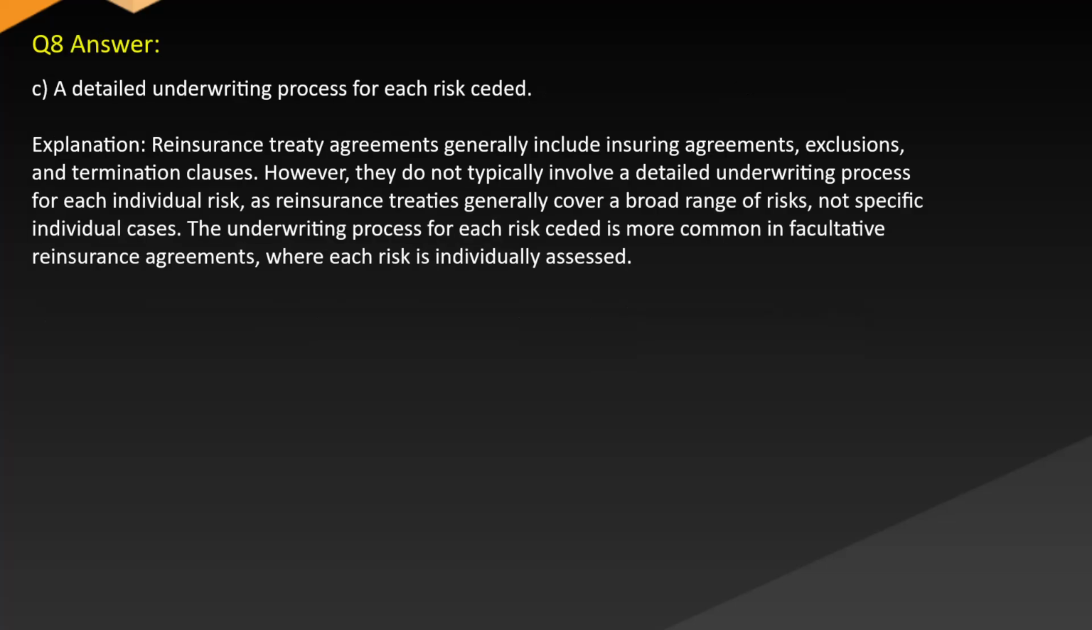Answer. C. A detailed underwriting process for each risk ceded. Explanation. Reinsurance treaty agreements generally include insuring agreements, exclusions, and termination clauses. However, they do not typically involve a detailed underwriting process for each individual risk, as reinsurance treaties generally cover a broad range of risks, not specific individual cases. The underwriting process for each risk ceded is more common in facultative reinsurance agreements where each risk is individually assessed.